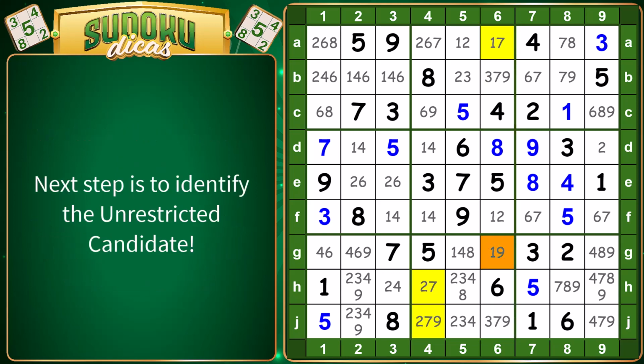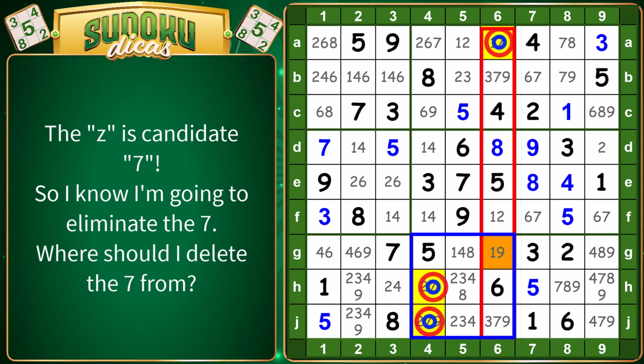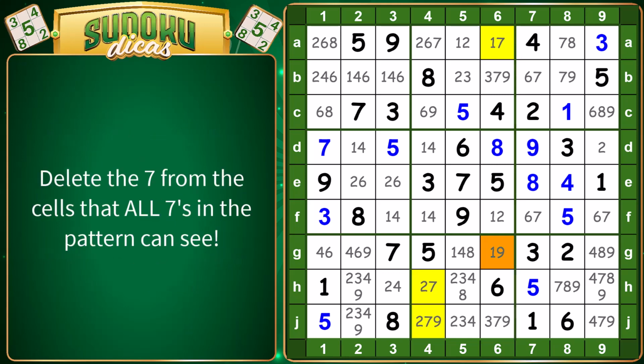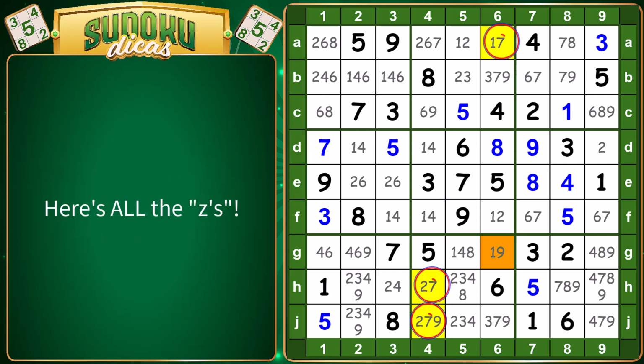Next step is to identify the unrestricted candidate. Who is he? In our example it is 7. Because it is present both in column 6 and in block 8, the Z is candidate 7. So I know I'm going to eliminate the 7. Where should I delete the 7 from? Delete the 7 from the cells that all 7s in the pattern can see. So the next step is to identify all the Z's in the pattern. Here's all the Z's.